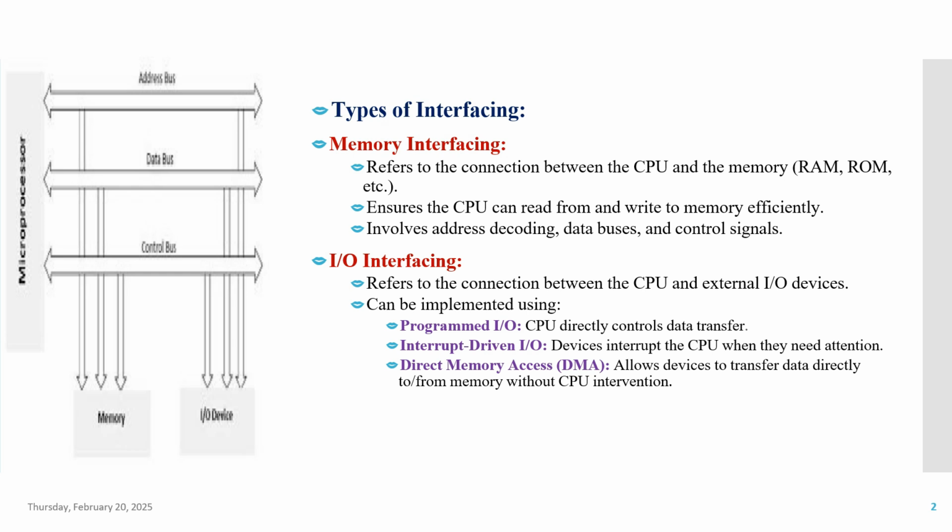And the last one is DMA, that is direct memory access. The device can transfer data directly to or from memory without CPU intervention. It increases efficiency by freeing the CPU from managing data transfer. So what is the importance? It facilitates communication with a variety of devices, enhancing system functionality. That's all. These are the types of interfacing.